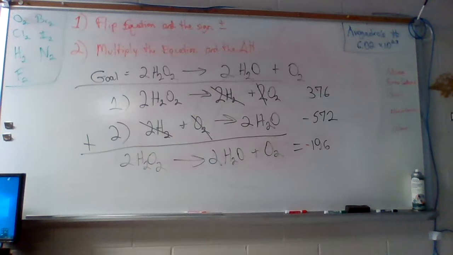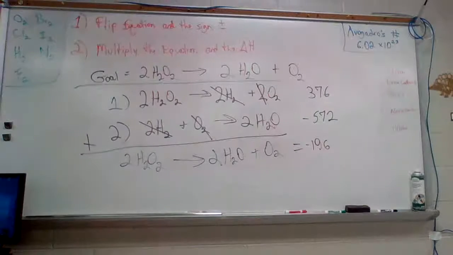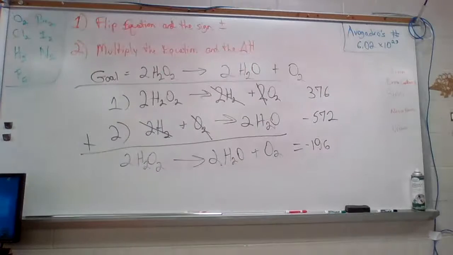And when they add their two answers together, they get the goal equation heat change at the bottom too, which is negative 196, which is what we figured it would be. I think that's the only example they give you. So let me open up the assignment, and you can take a look at it. And if we need to, we can do some problems on the board.